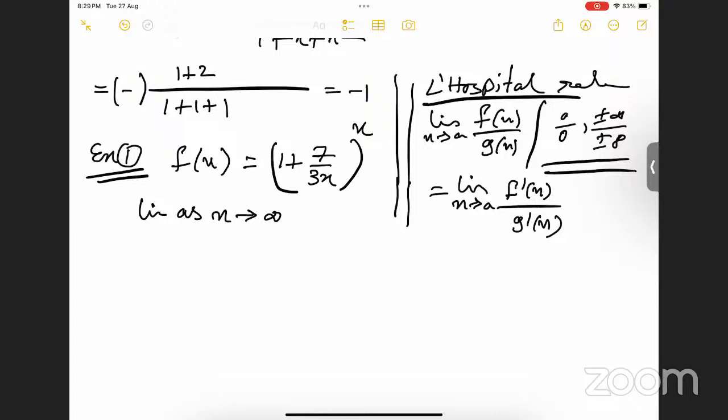What is the question here? You have to find the limit of the function as x tends to infinity.